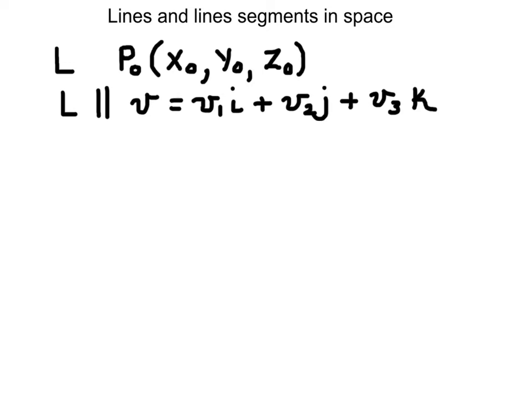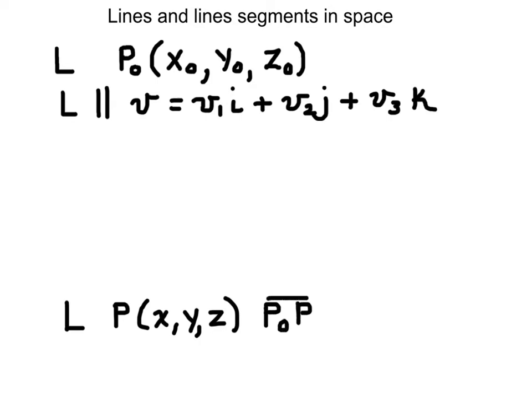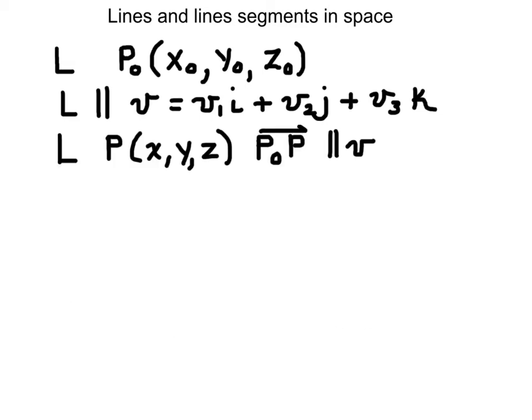Then L is the set of all points P(x, y, z). This is the triplet, and these are all points on L, for which P sub 0 P is parallel to v. So let's diagram this out.